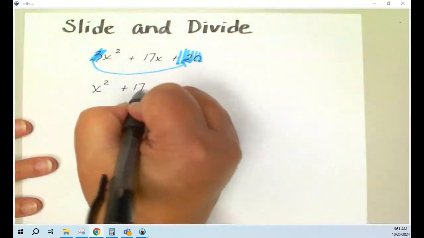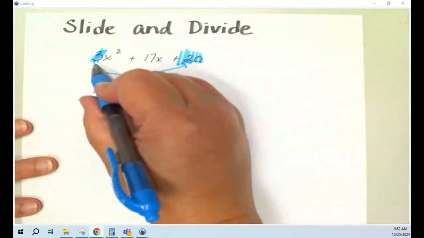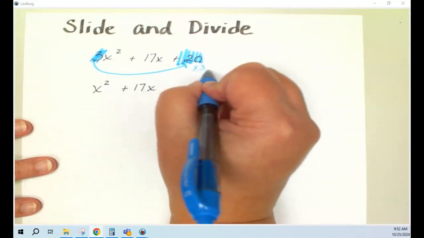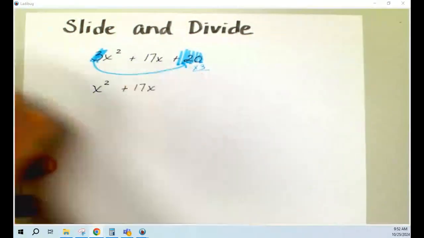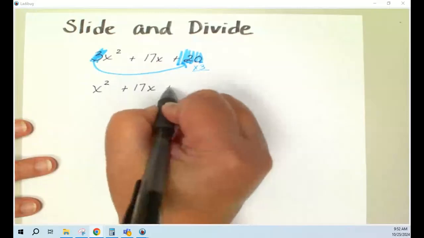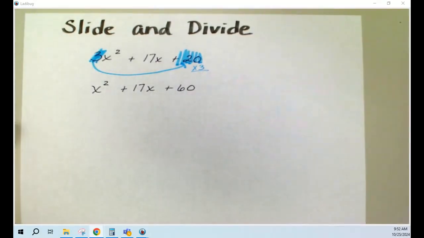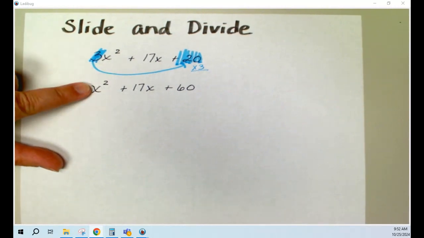We aren't doing anything at all to that plus 17x, so we leave that as is. But what's going to take place here as we bring that 3 back, we're going to multiply by 3. So 20 times 3 is 60. Okay. Now what we're going to do is we're going to factor this problem.